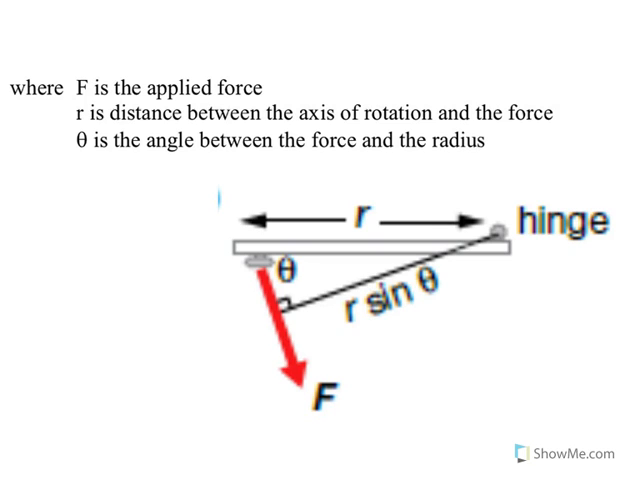Here's a diagram that shows that, and also the definition. There it is. You've got that in your notes. F is the applied force there, R is the distance between where the force is being applied and where the thing rotates, and theta is this angle in here between the radius and the force, the angle between them.